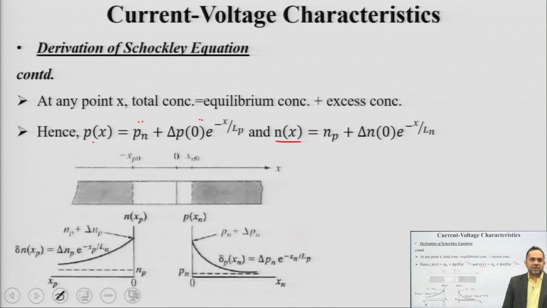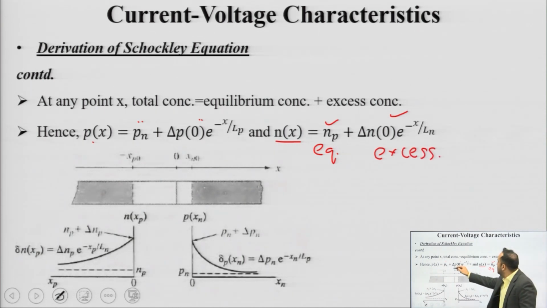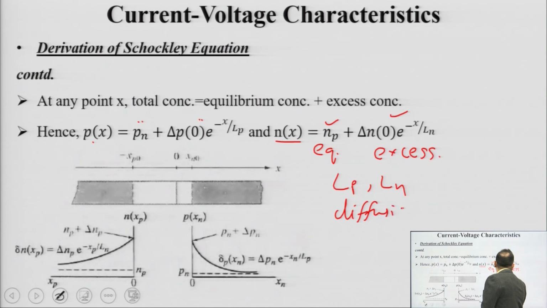Total electron concentration with respect to x is equilibrium plus excess. So, this is at equilibrium and this is the excess. Okay. Delta P naught is at x equal to 0, how many excess charge carriers were generated? E to the power minus x by Lp. Similarly, delta n naught at x equal to 0, how many excess charge carriers were generated? E to the power minus x by Ln. Lp, Ln is the diffusion length, the amount of distance travelled after diffusion from the edges.